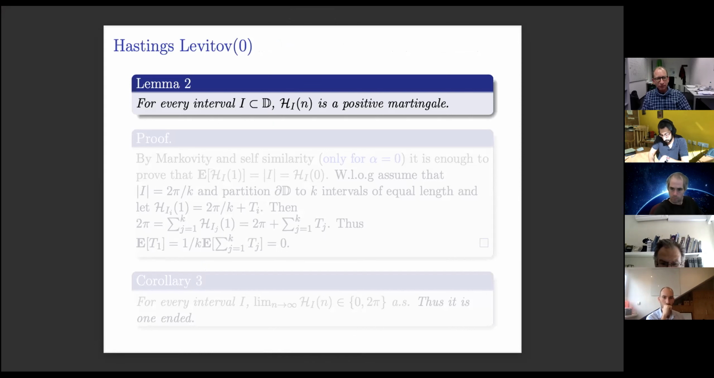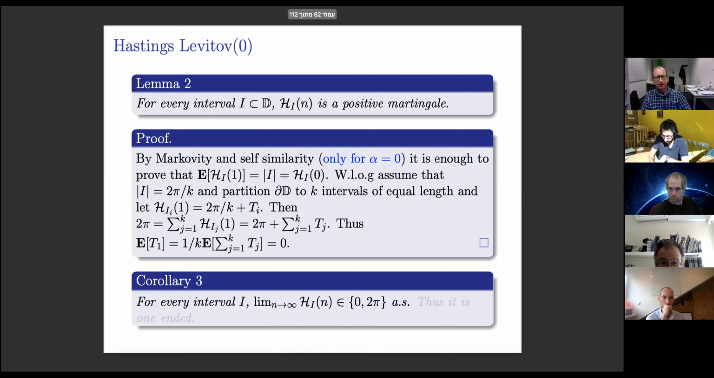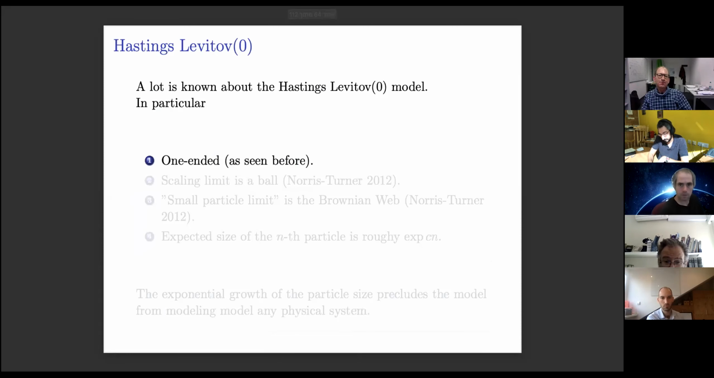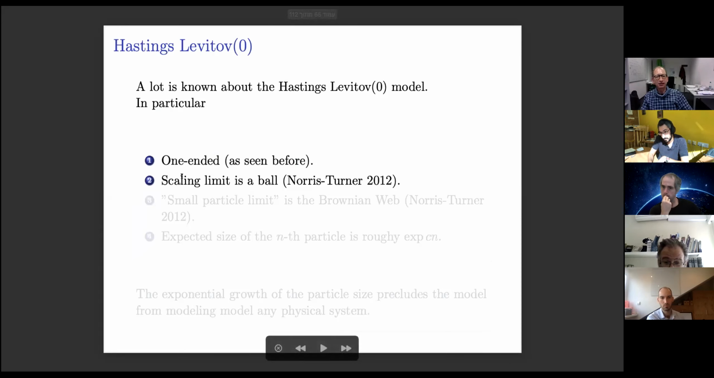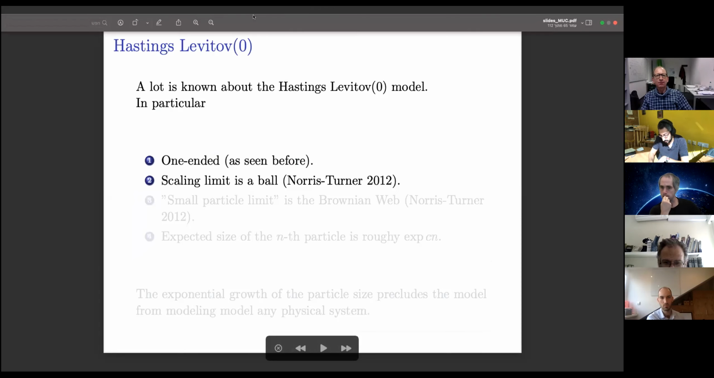So one nice fact is that HL0 is one-ended. So we can run the process, the aggregate, up to time infinity, and look at the topology of what you got. And there's one path going from the disk all the way to infinity, and a lot of finite trees decorating this path. So that's one thing you can prove. And there's a lot of other things that you can prove. So for example, you can prove that the scaling limit is a ball. That was done by Norris and Turner in 2012.